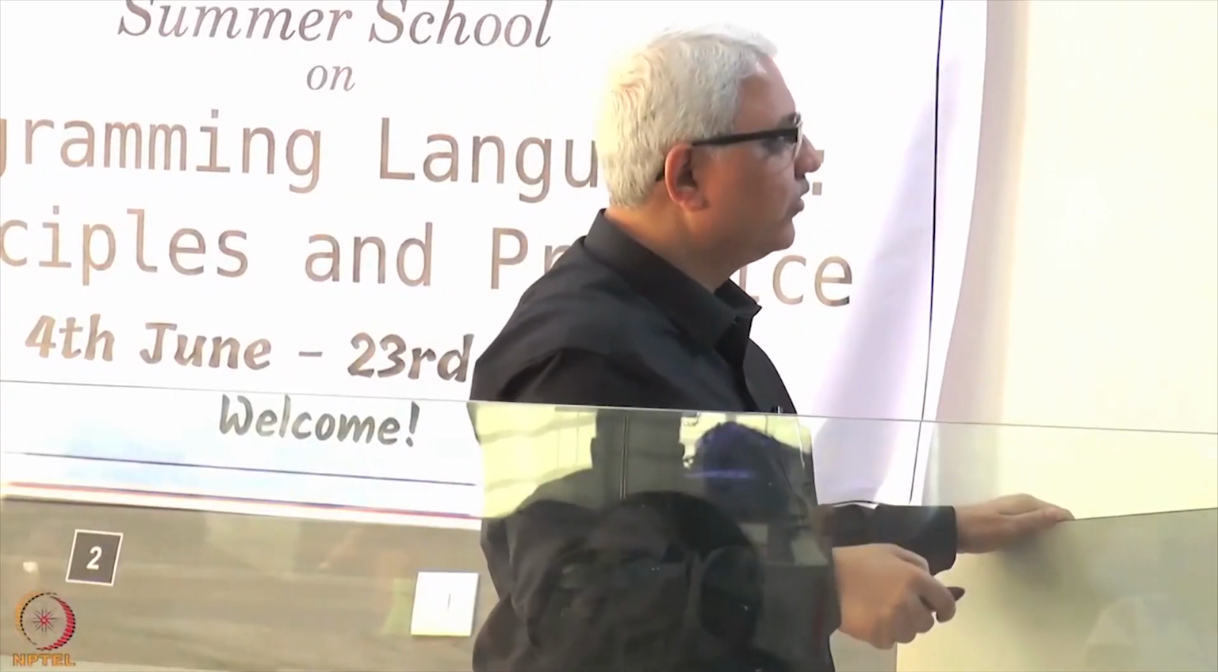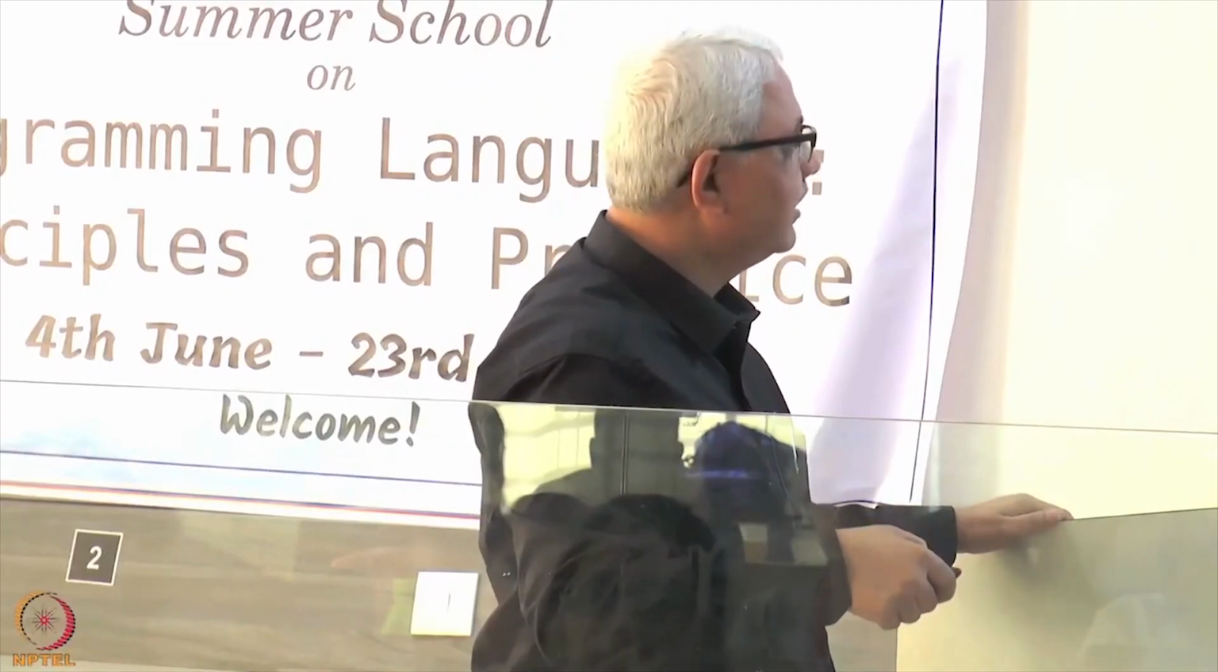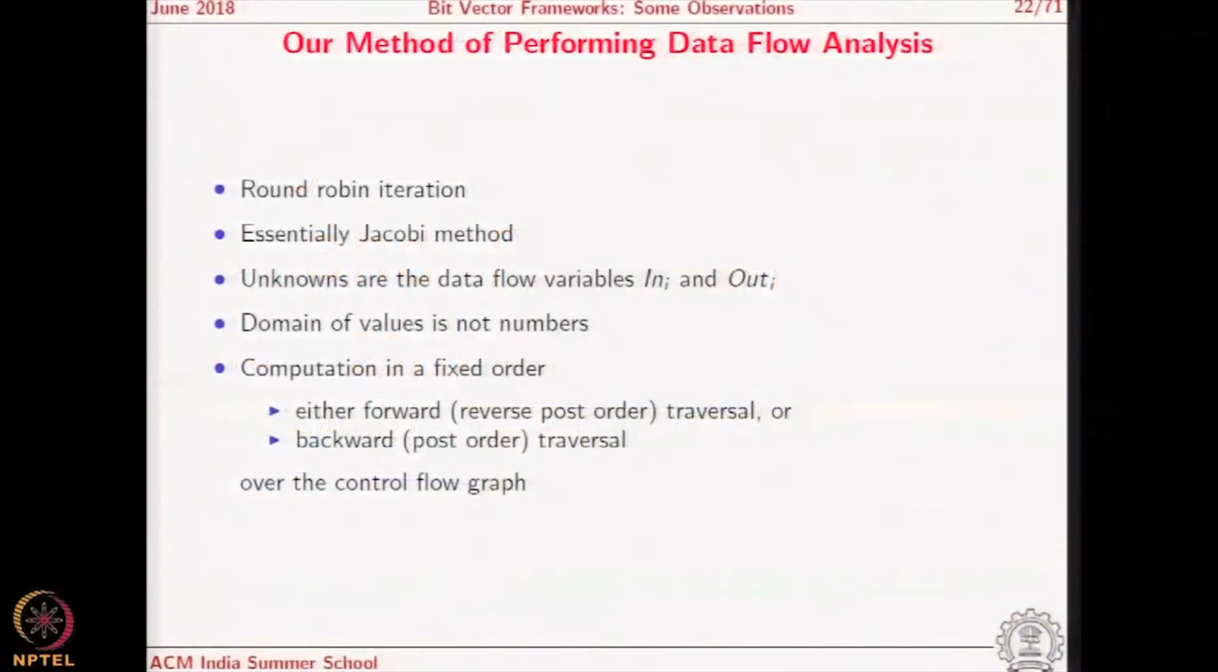Unknowns are the data flow variables in I and out I. The domain of values is not numbers. Computation is in a fixed order, either forward, which we formally call reverse post order, or backward, which is post order, traversal over the control flow graph. So, this is the method of performing data flow analysis that we are using. Of course, there are more efficient methods such as work list methods, but as I said, it will not be possible for us to cover it in these 2 days.